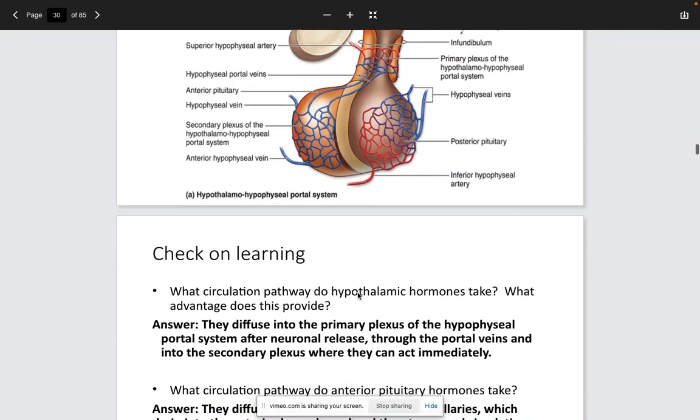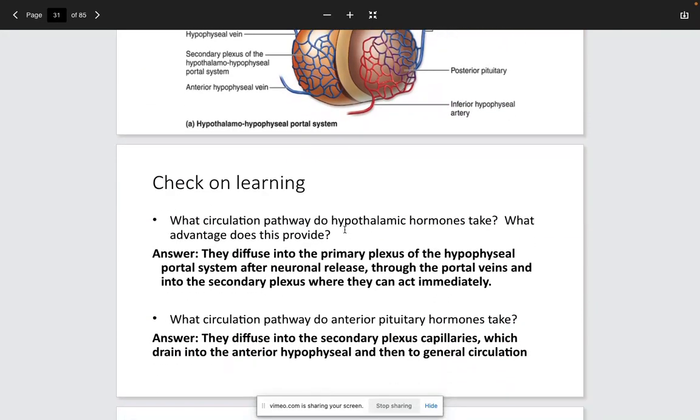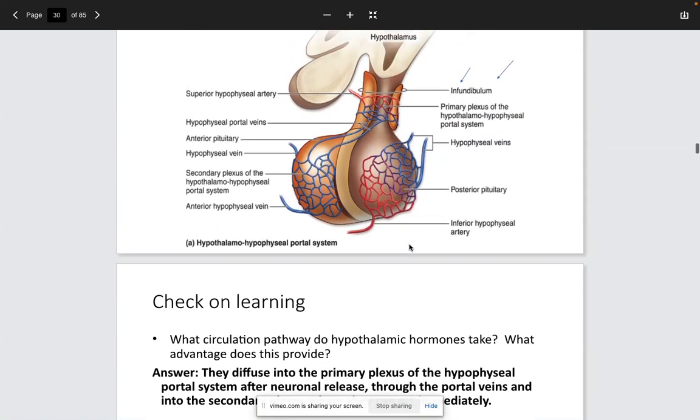Here's a check on learning. What circulation pathway do hypothalamic hormones take? What advantage does this provide? So this is a hard question. They diffuse into the primary plexus of the hypophyseal portal system. Where's the primary plexus located? Well, this is the primary plexus, right?